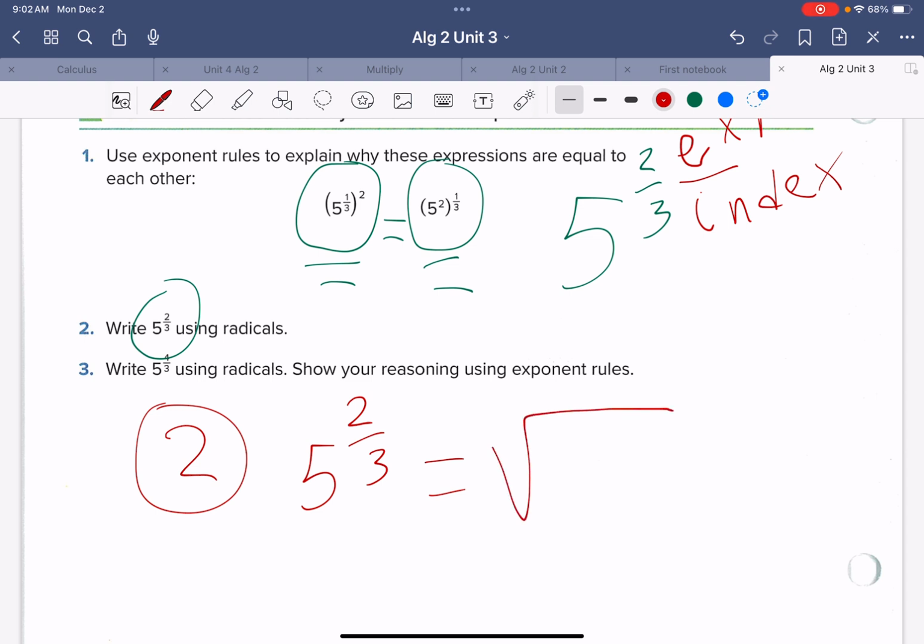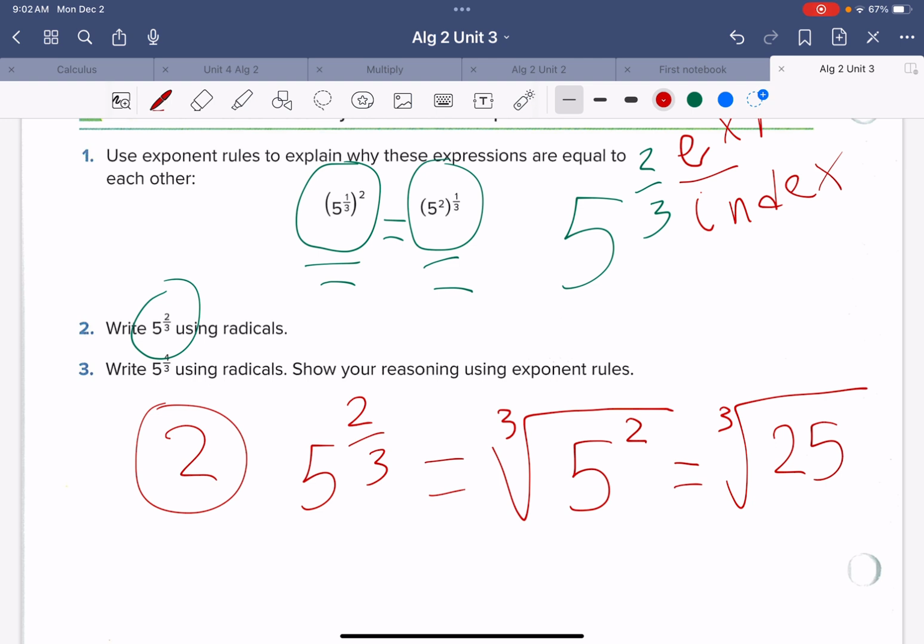So the bottom number is the index. That's the 3. It goes right there. All right, so that's the index. It goes on the outside. And then the 5 is squared. Then you can rewrite this as 3 radical symbol, and then 5 squared is 25. So that's how you can rewrite this. So there we wrote the 2/3 power is now the cube root of 25.